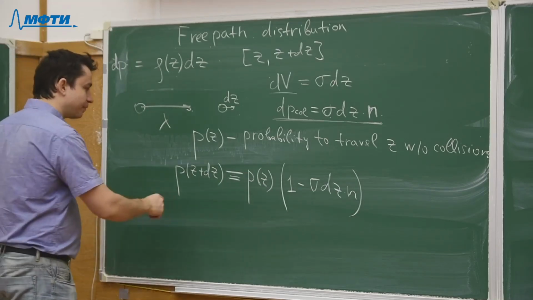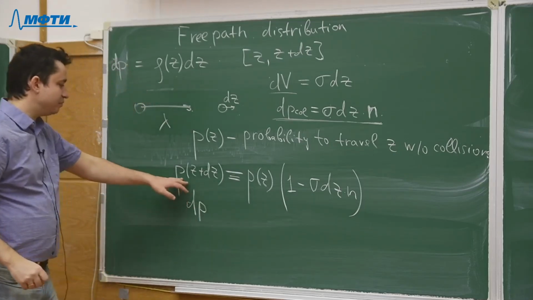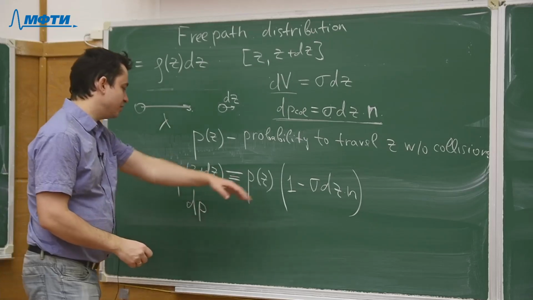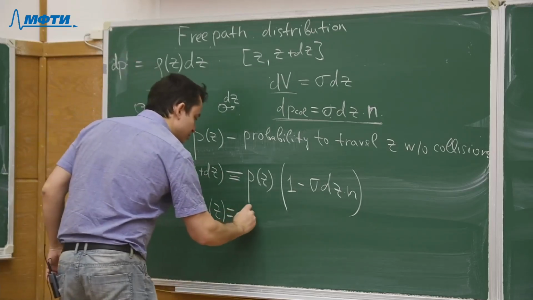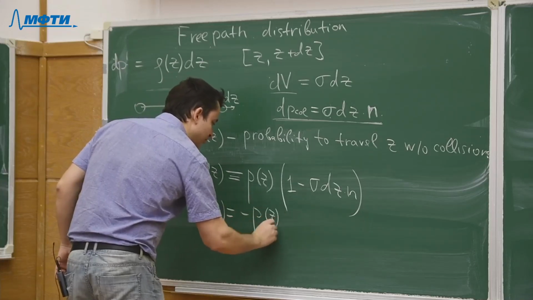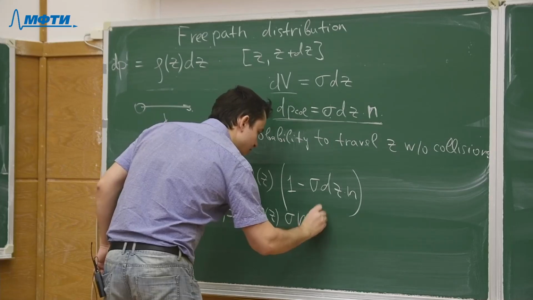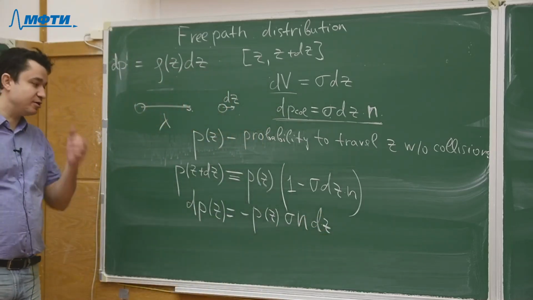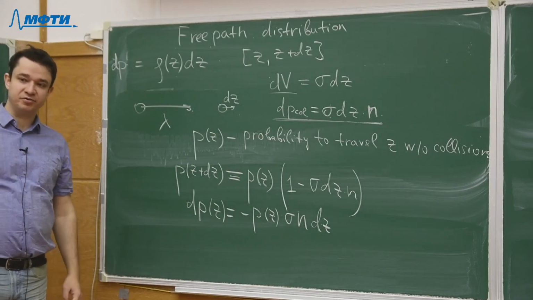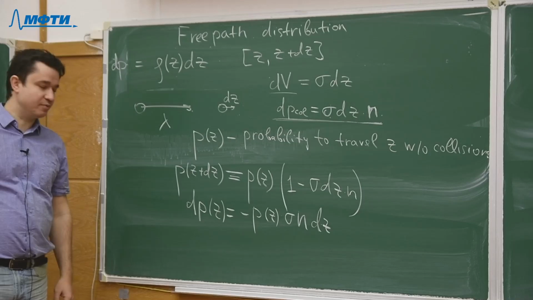So I can actually write that dp, which is p of z plus dz minus p of z, equals minus p of z times sigma n dz. And now we have again a differential equation, which can be solved by the variable separation method.